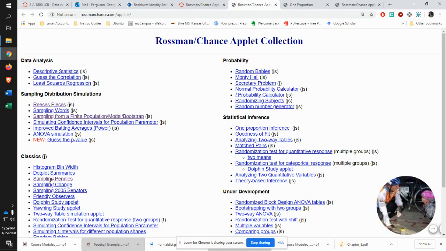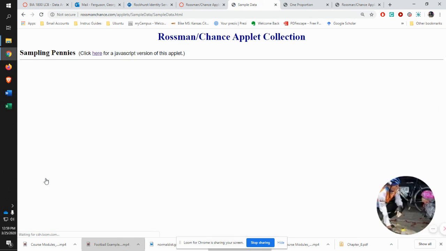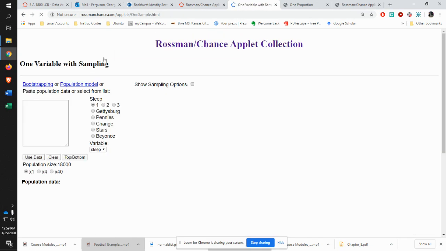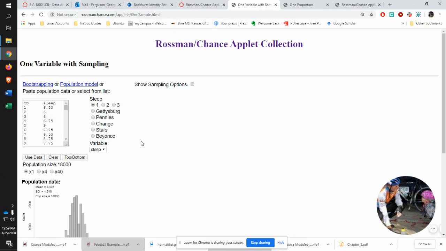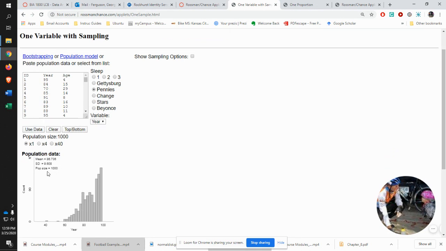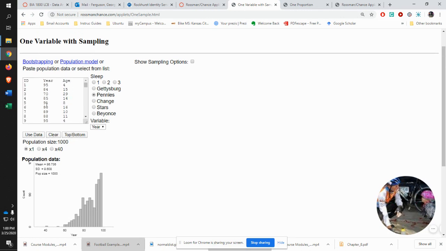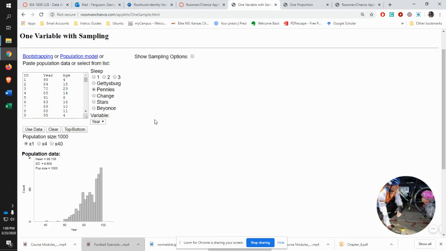Now there's another one to think about, which is sampling pennies. You have a bunch of pennies, 1,000 pennies. Population size is 1,000. You have the year and the age of each penny, and this was done in '99. Then you have all these different pennies out there. What you're going to do is pull some pennies and see what it starts to look like.